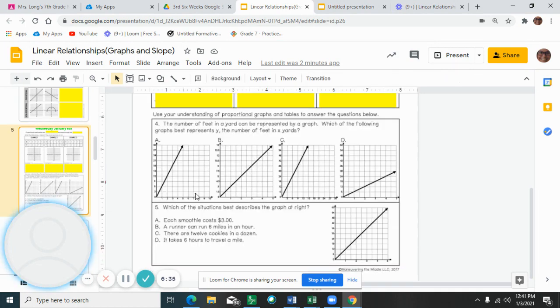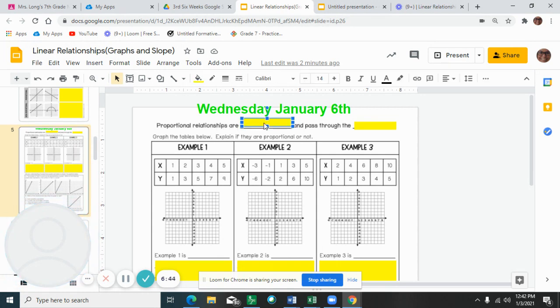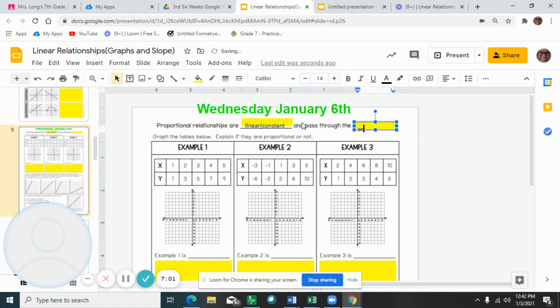And then looking on this page, this one's going to be all you. Okay, proportional relationships are linear. And we're going to put in this important piece, constant. And pass through the origin.